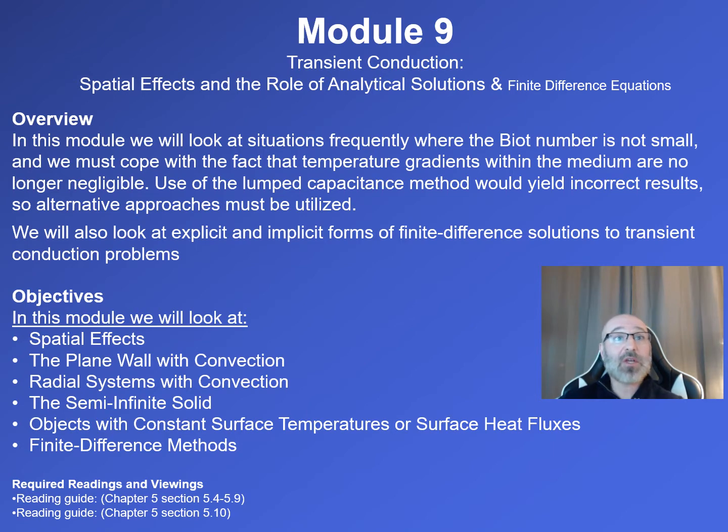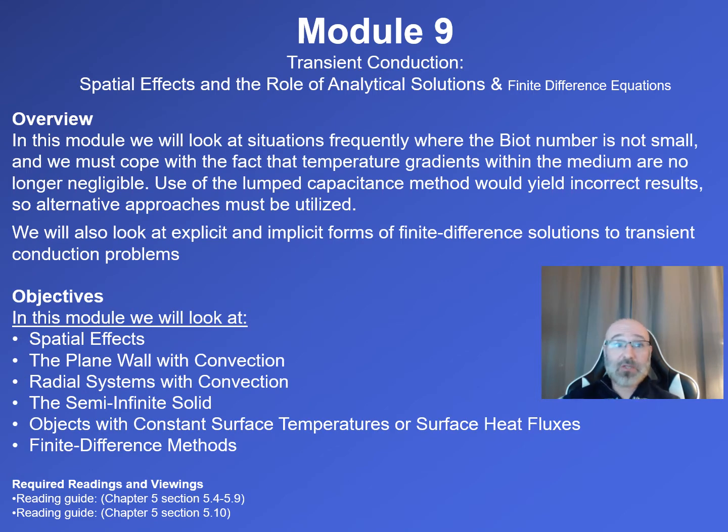We're also going to take a look at implicit and explicit forms of our finite difference solutions to transient conduction problems as we get into Module 9.2. So objectives within this module: we're going to take a look at our spatial effects, talk about the plane wall with convection, look at the radial system with convection, talk about the semi-infinite solid, get into some objects with constant surface temperatures or surface heat flux, and then last we'll get into this finite difference method.